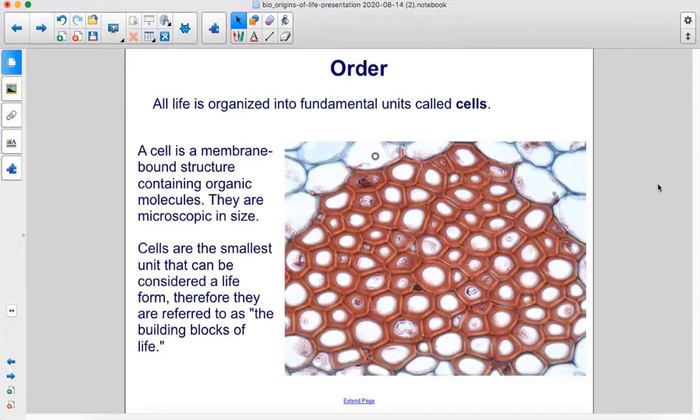All life is organized into fundamental units called cells. A cell is a membrane-bound structure containing organic molecules. They are microscopic in size. Cells are the smallest unit that can be considered a life form. Therefore, they are referred to as the building blocks of life.